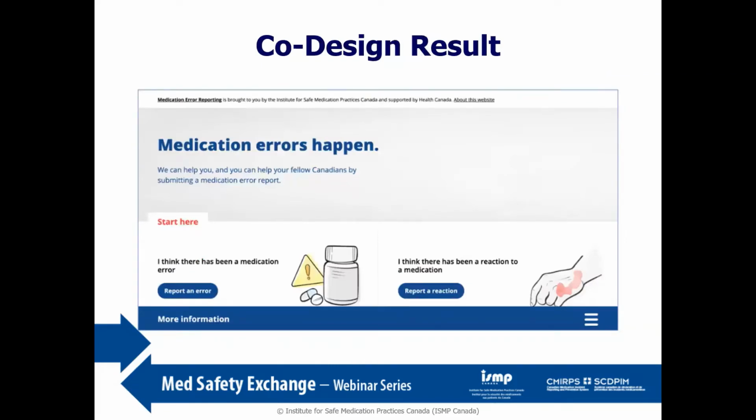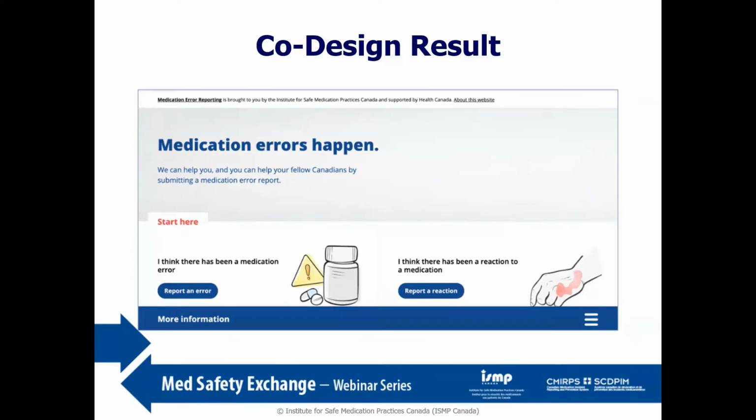This is a new consumer medication error reporting platform called mederror.ca, and it's very engaging and user-friendly, which is what we heard from the patients around the table. Since launching Mederror in 2020, the number of reports has increased yearly, and significant medication safety system improvements have been made as a result of these reports.